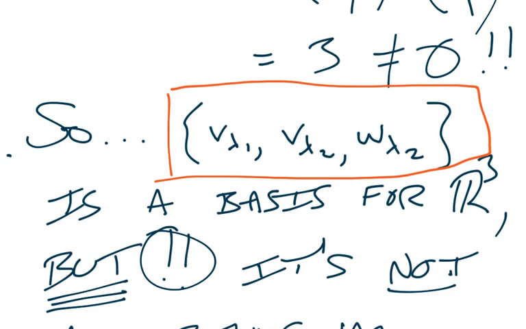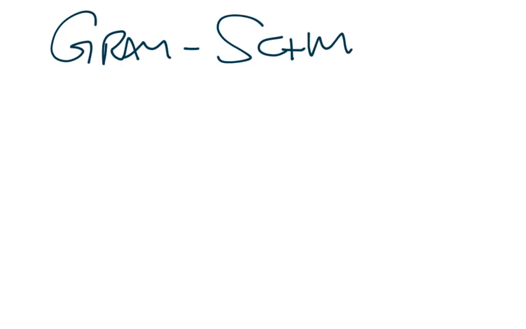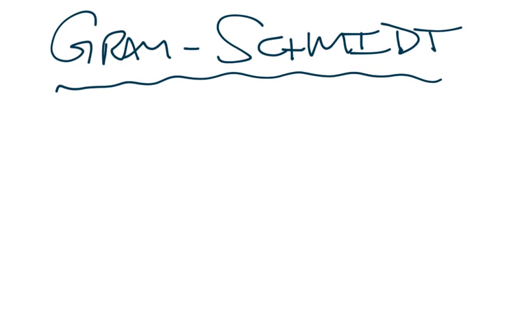Think about that and try to come up with an answer for this, all right? Pause the video if it's not coming to you right away. And hopefully, after not too much time, the answer should come to you. This is why Gram-Schmidt exists. This is why the Gram-Schmidt algorithm exists.